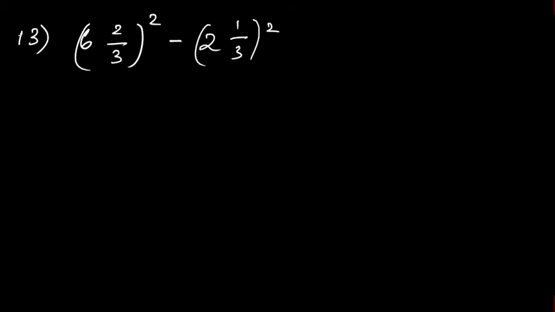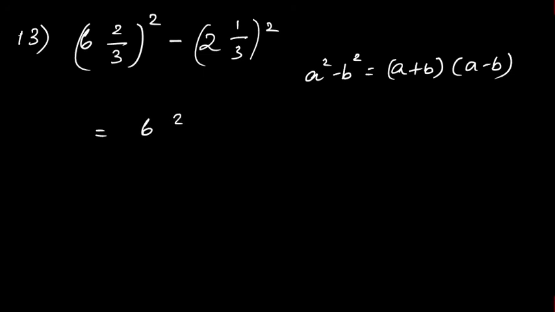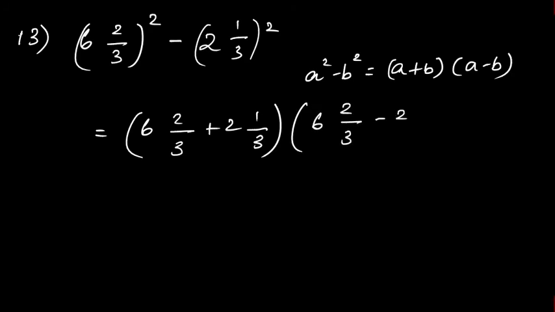13th question, evaluate (6 2 by 3) the whole square minus (2 1 by 3) the whole square. So expand it using the formula a square minus b square, that is (a plus b) into (a minus b). We get 6 2 by 3 plus 2 1 by 3. So now convert the mixed fraction into improper fraction. So multiply 6 into 3 will get 18. So 18 plus 2, 20.